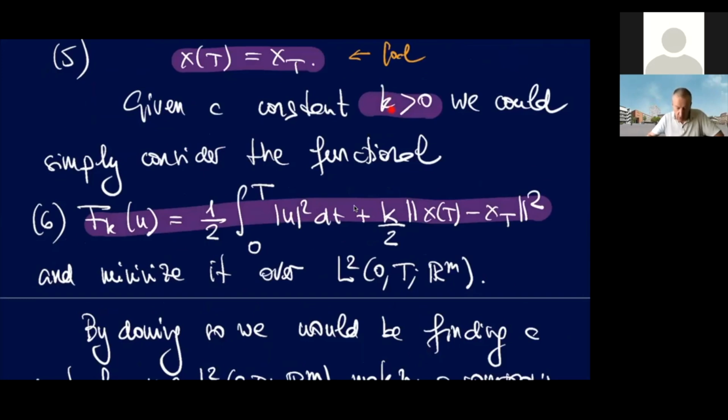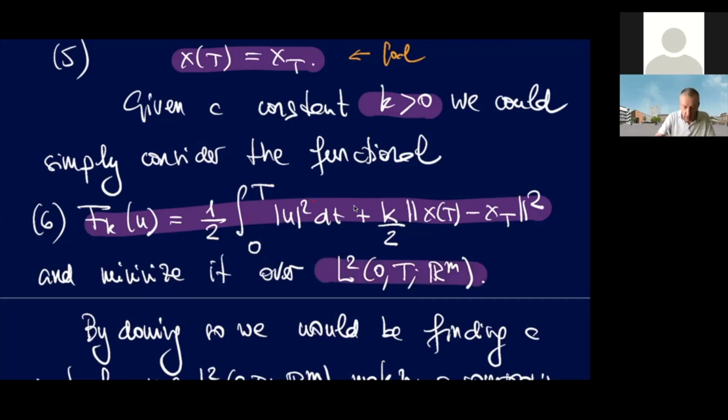If you take k equal 1, the functional to be minimized is 1 over 2 the integral of u squared plus 1 over 2 x(T) minus x_T squared. My claim is that if you are a practitioner doing control theory, this is a very nice thing to do. It's very natural. You minimize just this functional, right?